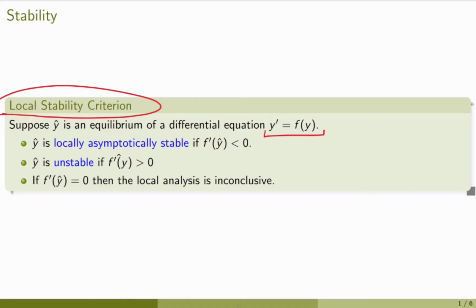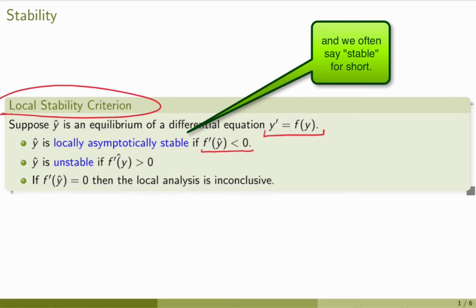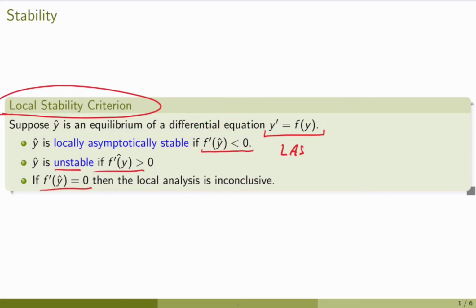We take the right-hand side function, we differentiate, and when this derivative is less than 0, then y hat is locally asymptotically stable, which we also call LAS. And if f prime is positive, it is unstable. If f prime at y hat is 0, then the local analysis is inconclusive. It could go either way.